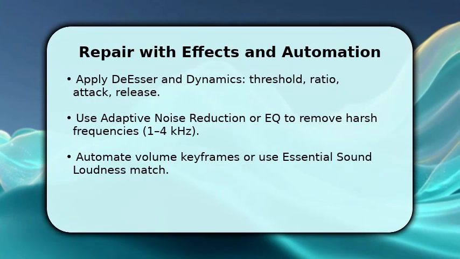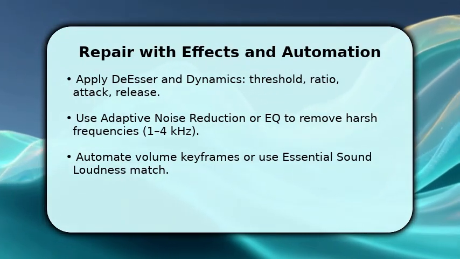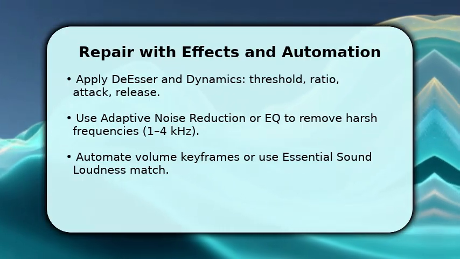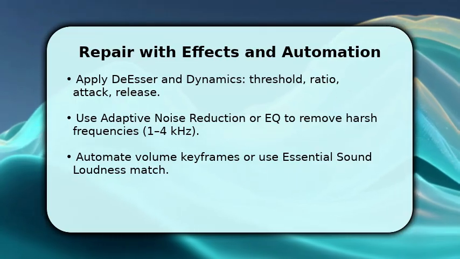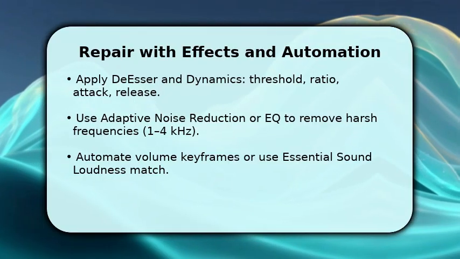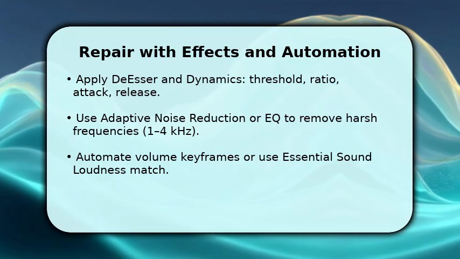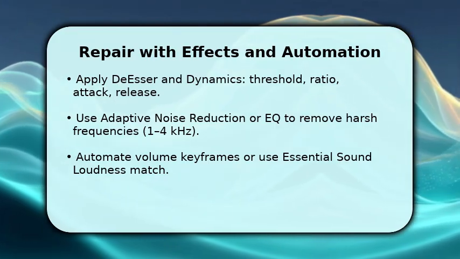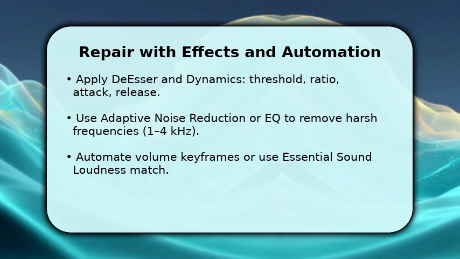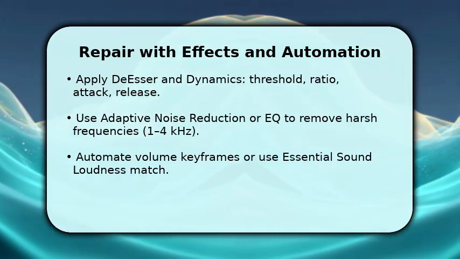Now you fix the cause of peaking. Use the dynamics effect, set a gentle ratio and fast attack to tame transients while preserving punch. Adjust threshold until peaks sit under your target. Add a deesser if sibilance spikes the mid-highs, and notch EQ around 1 to 4 kHz to reduce harshness that reads as peak energy. If levels still vary, create volume keyframes or tag clips with essential sound, and use loudness match to pull multiple clips to a consistent level.